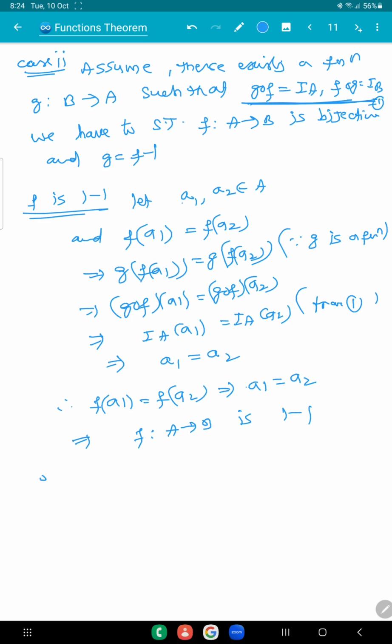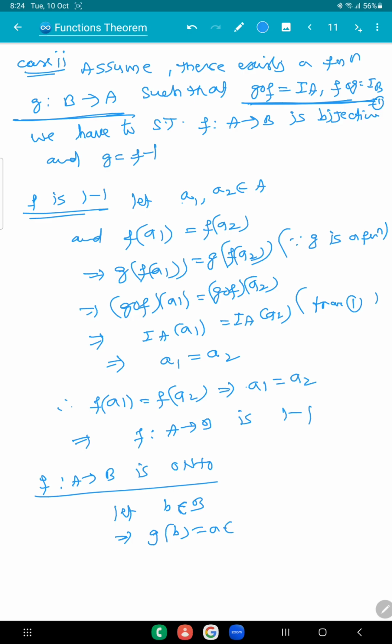Next we need to show that F from A to B is onto also. Onto means that let us take an element in the codomain. Let B belong to B. That implies that G is from B to A, right? So G of B is equal to A, which belongs to A. Since G is a function, it has an image, right?